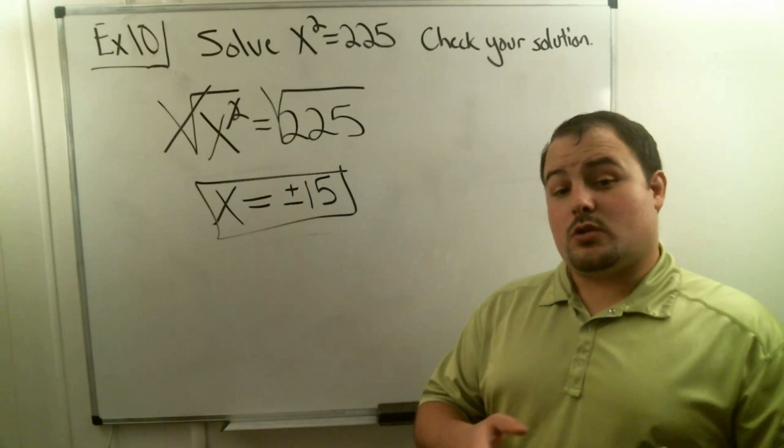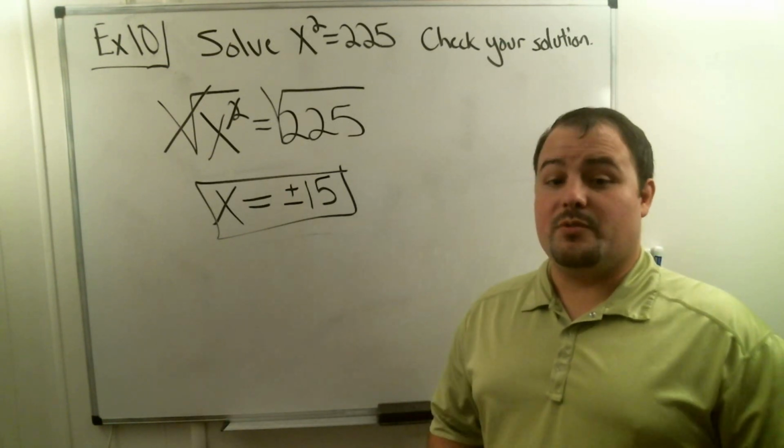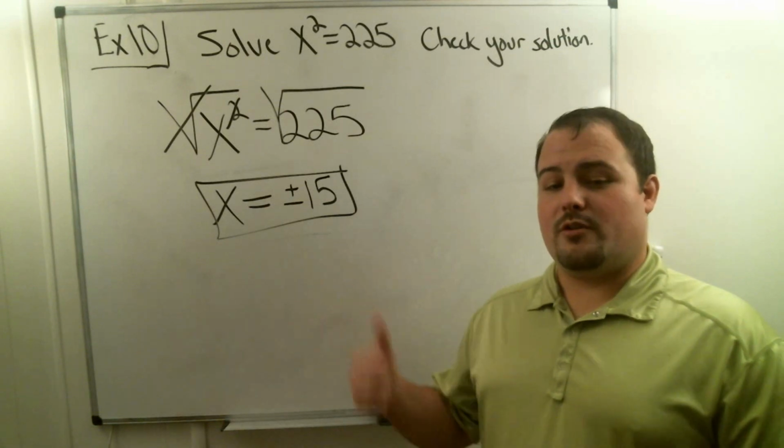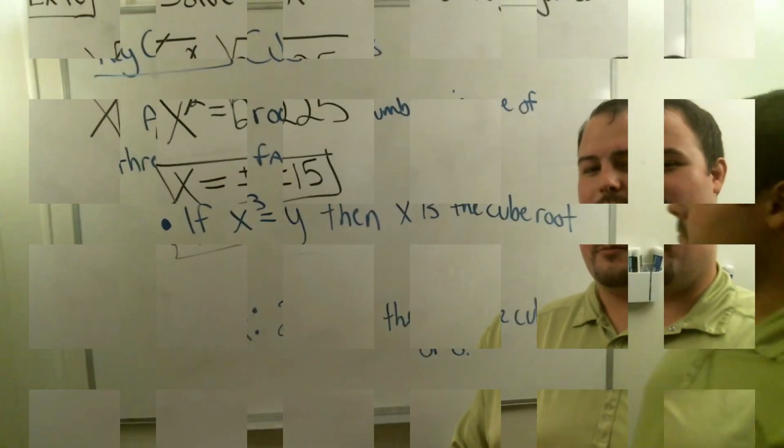That's it for square roots. Let's move on to cube roots. So we're going to copy down our key concept. We're going to look at some perfect cubes, and then we're going to practice some more problems, and you guys are almost done with this lesson.